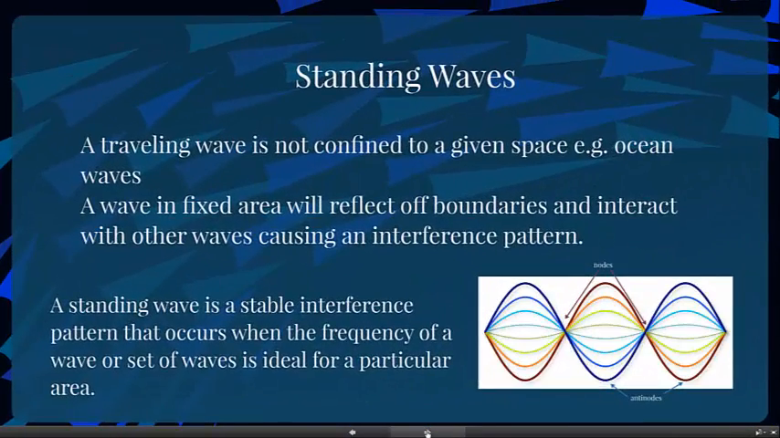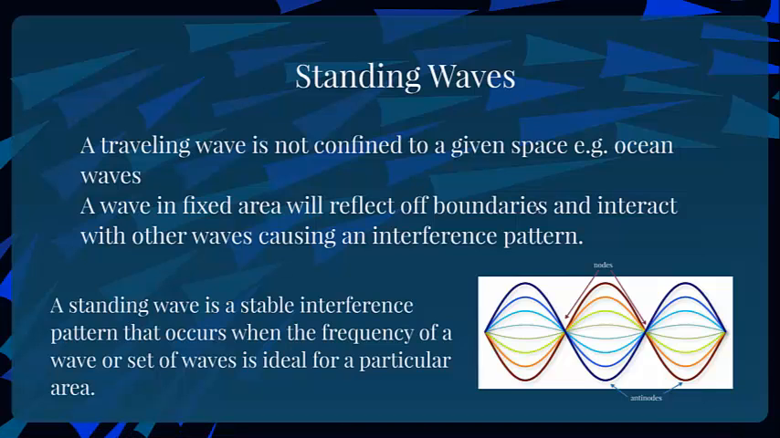A travelling wave is one that's not confined to a given space, so it's something like an ocean wave which keeps going and going and going. But if you have a wave that's in a fixed area, like in the example when we're looking at the string where you move up and down, then it's going to reflect off a boundary and it's going to interact with the other waves and it's going to cause an interference pattern.